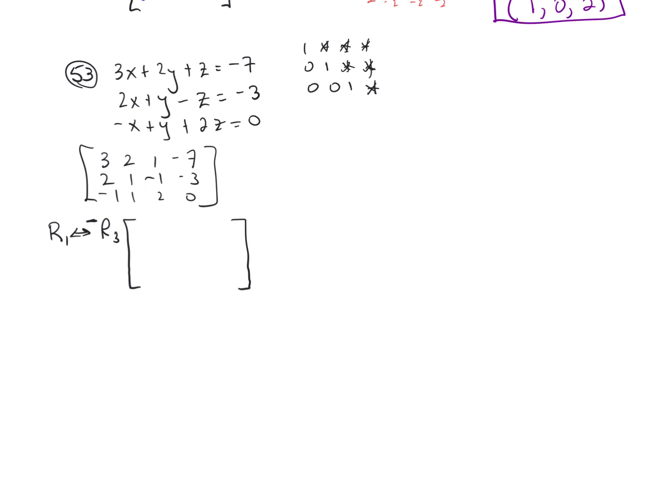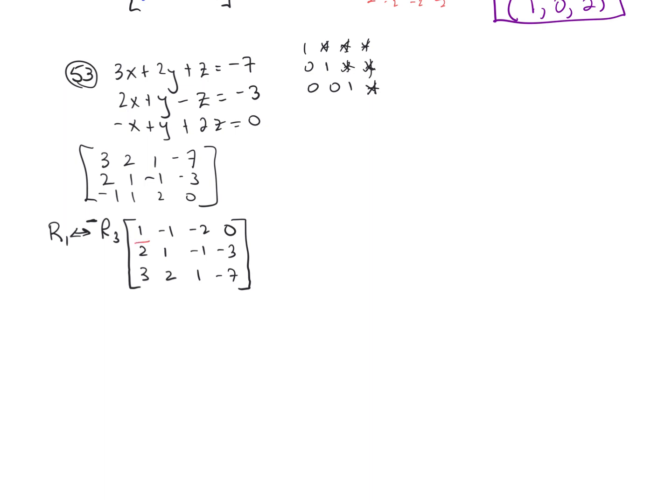So row 1 is going to become row 3. So 3, 2, 1, -7. And then negative row 3 is going to become row 1. So all those signs are going to change. I'll have +1, -1, -2, and 0. And then row 2, nothing's happening with them. So boring. Okay. So here we go.